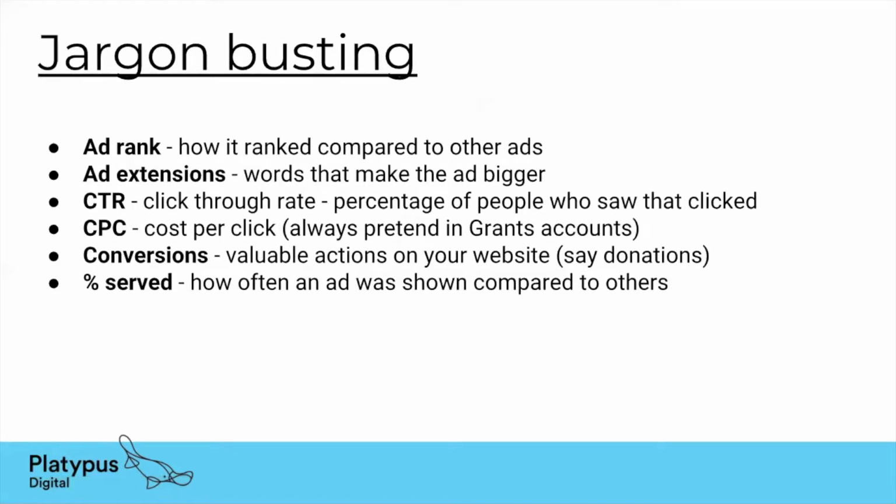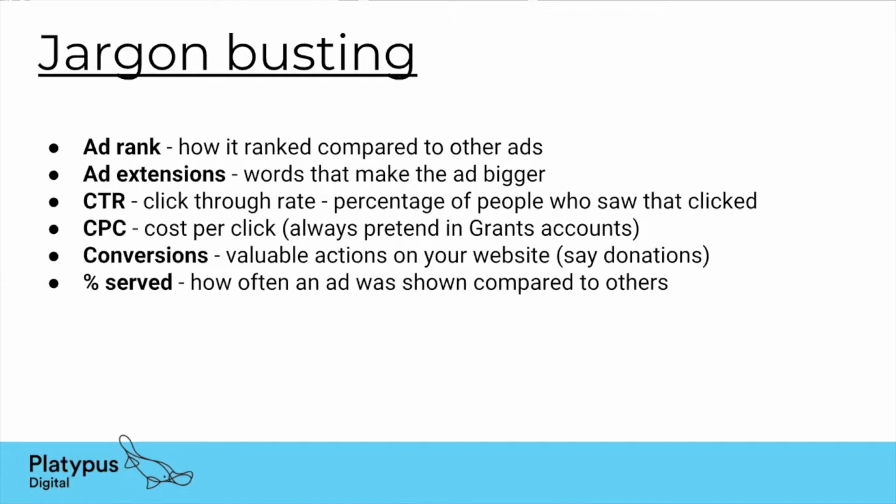And then some slightly more complex bits of jargon. Your ad rank is simply a measure of how well that ad performed compared to other ads. Your ad extensions are the words that make the ad bigger. I'll show you an example of that in a bit. CTR stands for click-through rate, and that's the percentage of people who saw your ads that went on to click on them.